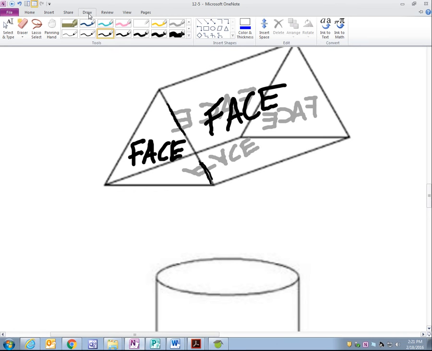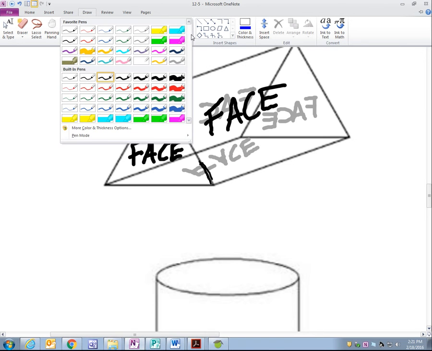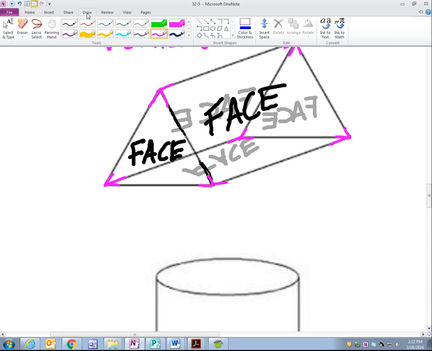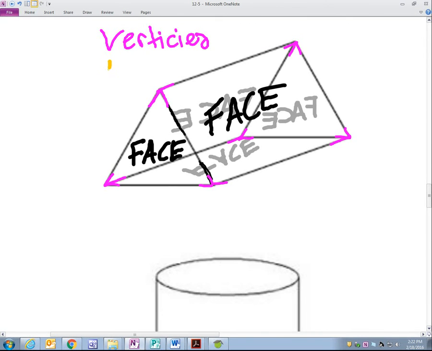Now, once again, I'm going to label the vertices. Those are all the vertices. Then I'm going to label the edges.